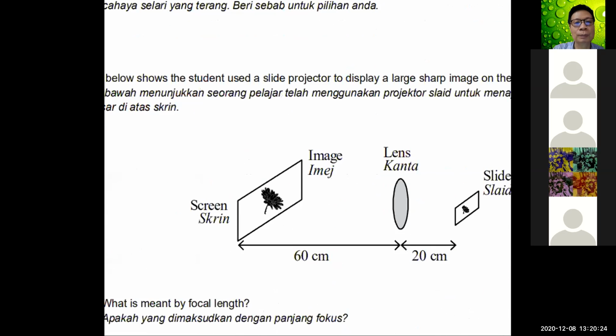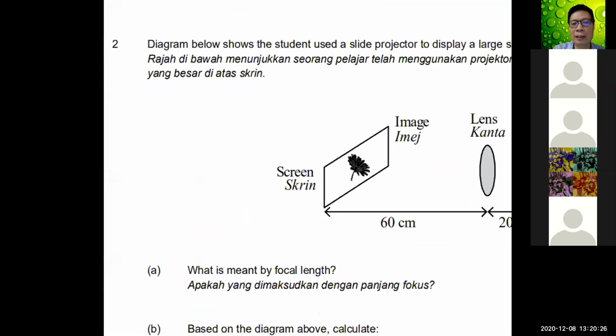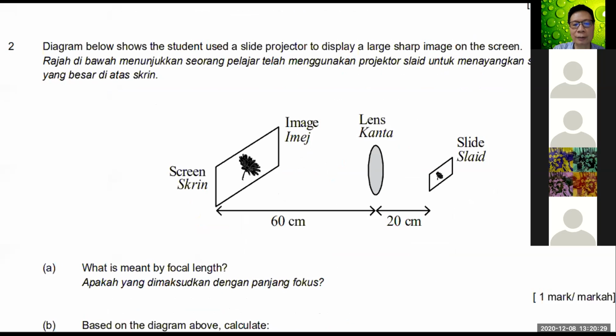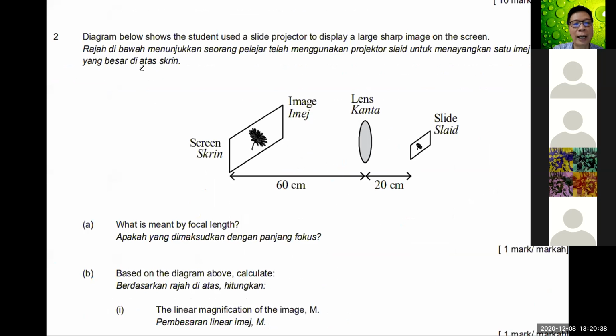Question number 2. This one is also one of the SPM questions. You see here, the diagram shows the student uses a slide projector to display a large sharp image on the screen. You can see here, this is a screen, right? So this is a slide. The slide is a very small object inside.